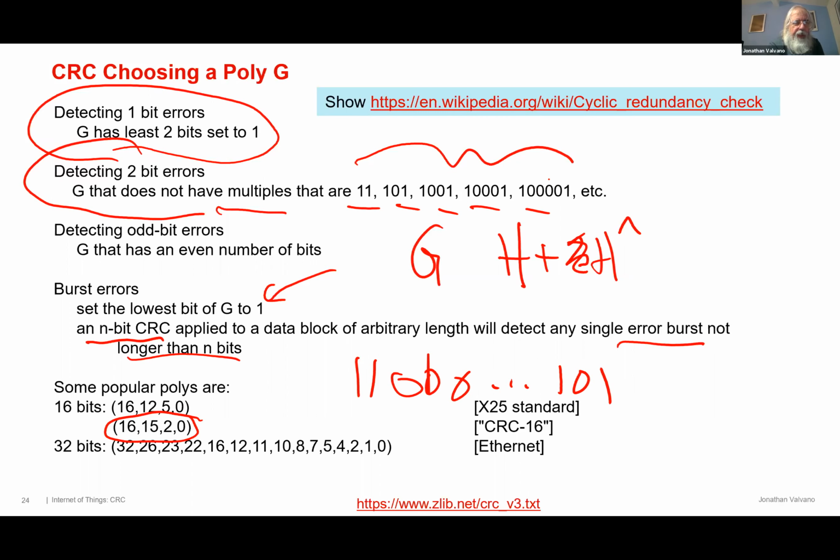You notice that all of these codes have an even number of bits that are 1, and that will get you 3-bit errors, 5-bit errors, 7-bit errors, 8-bit errors.